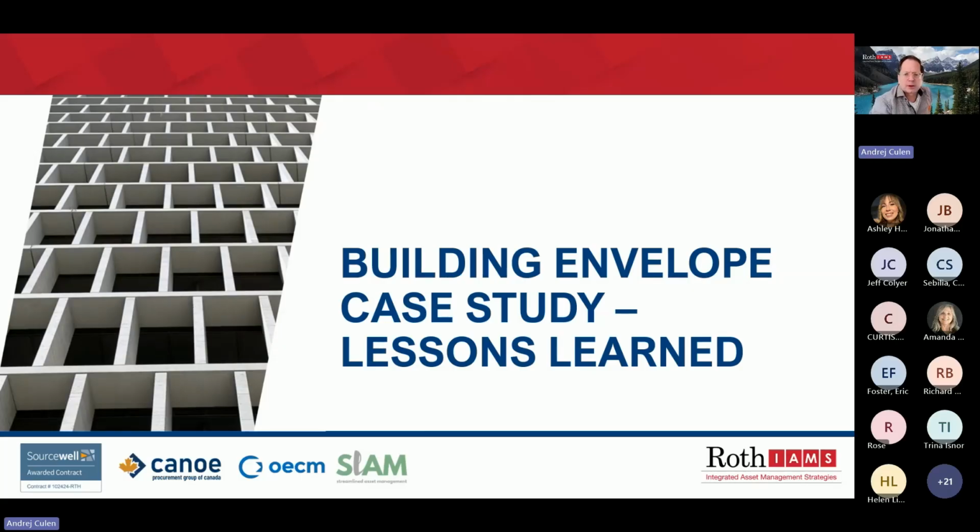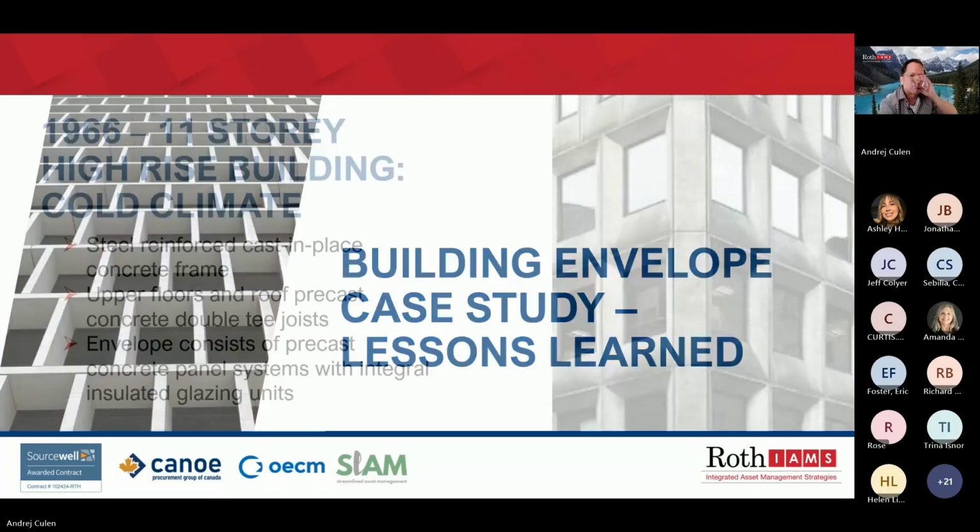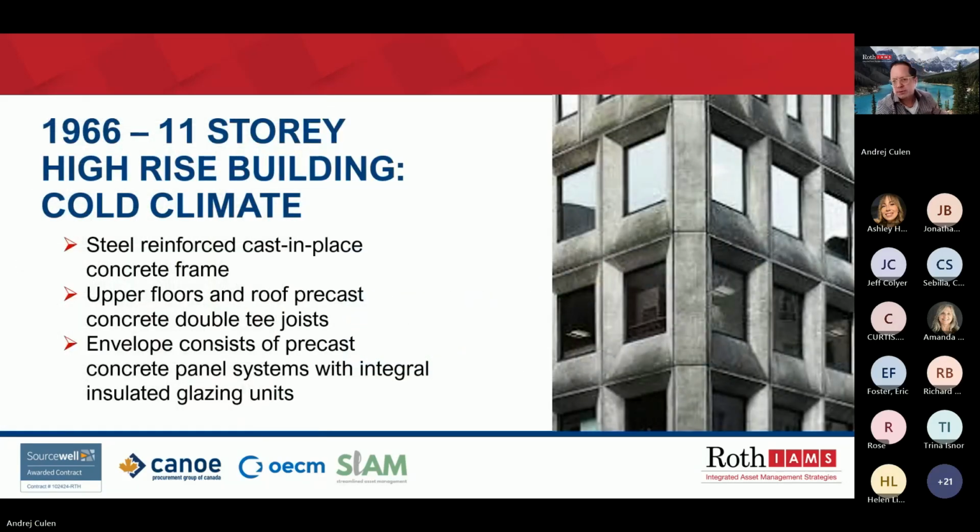So now we'll look at a building envelope case study and some of the lessons that were learned. The building we'll be looking at is an 11-story steel and concrete masonry block structure constructed in 1966. The total structure is approximately 13,702 square meters in area, located in a cold northern climate.